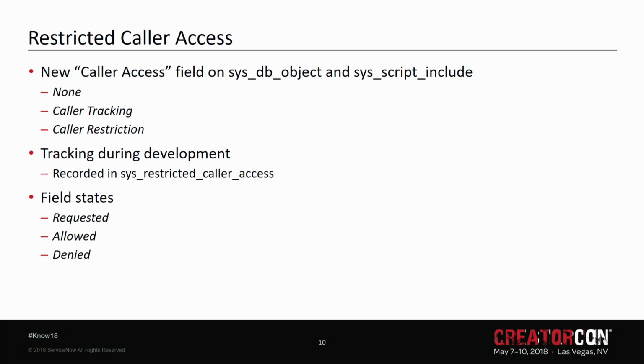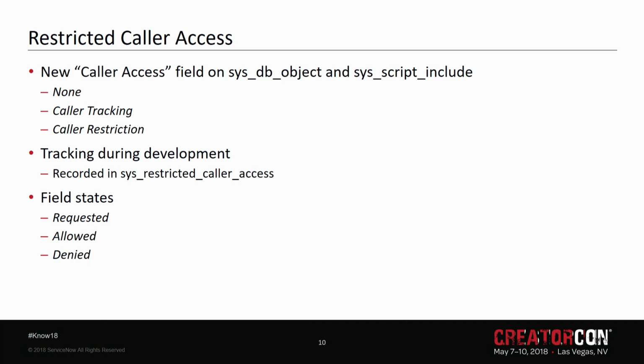You can run through different scenarios of accessing your application, and you can see what other applications are accessing your tables and script includes, and then you can set those privilege records accordingly. And then generally when it's installed in production, those would be set to caller restriction, in which case, if you don't have a privilege record, that access will be restricted.